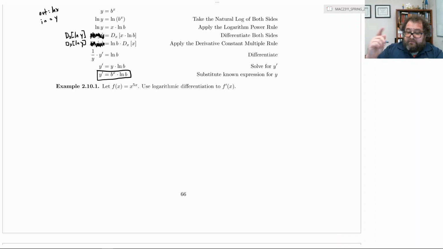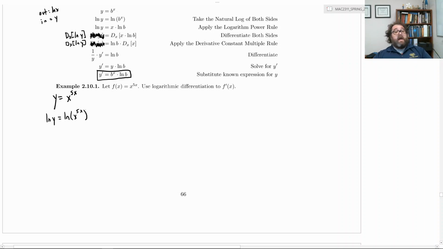Now, the first step of the logarithmic differentiation process is a superficial step, very easy: rewrite in y equals notation instead of function notation. That's all. So instead of writing f of x equals x to the 5x, we're going to say y equals x to the 5x power. Now the next step is no calculus, just taking the natural log of both sides, which is an algebraic step. So natural log of both sides, we get natural log of y equals natural log of x to the 5x.